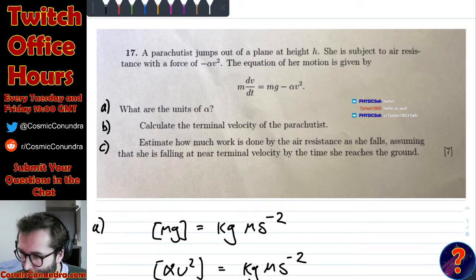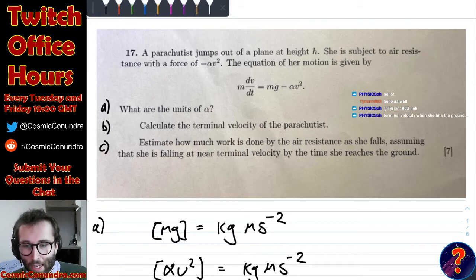If you make any sort of assumption or choice in your modelling, you want to be able to justify that and say when it is good. Terminal velocity when she hits the ground.